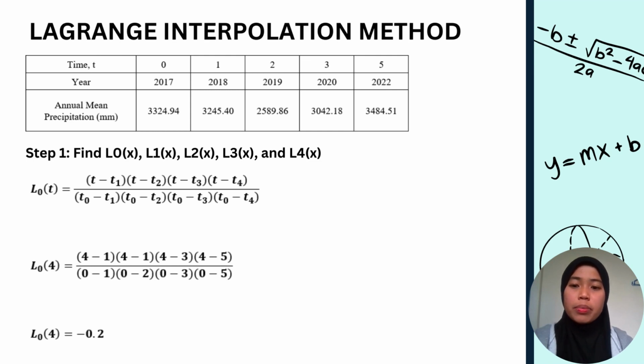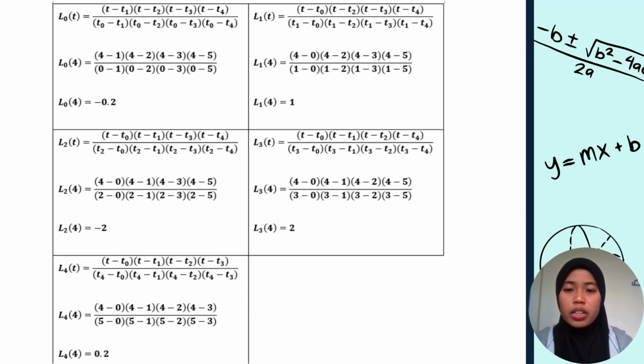The table shows the annual mean precipitation in Malaysia represented in variable time t from 2017 to 2022. However, the data for 2021 is missing. So, we can use the Lagrange interpolation method to estimate the annual mean precipitation in 2021. The first step is to find L0, L1, L2, L3, and L4. For example, for L0, using this formula, we got L0 equals negative 0.2. Here are the other calculations for L1, L2, L3, and L4.